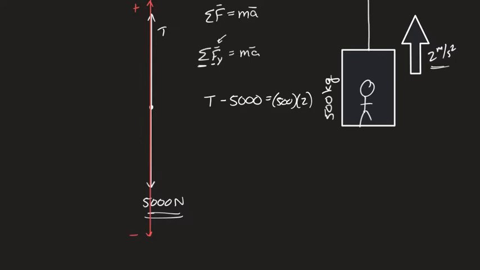And is there anybody concerned with where I got the 5,000 from? So weight is always going to be mg, where we will use 10 for g. So in this case, our weight is 500, that's the mass of the elevator, times g, which is 10. And that's where the 5,000 comes from. So, not a big stretch here, but the tension is going to be 6,000.